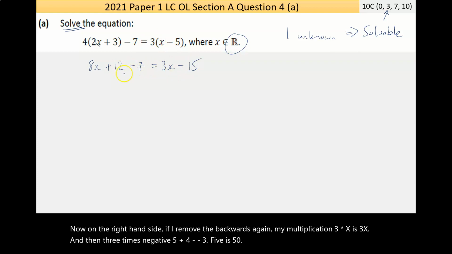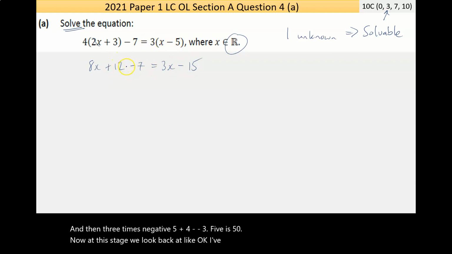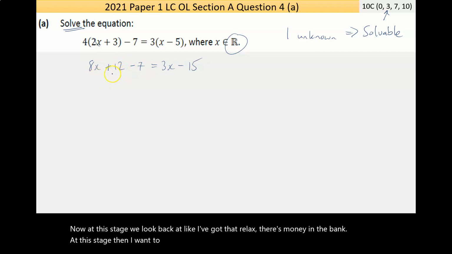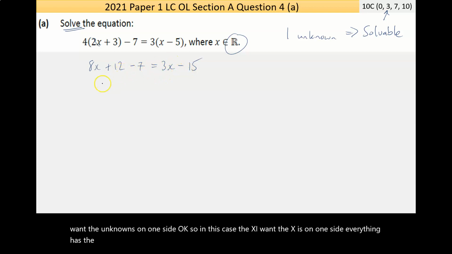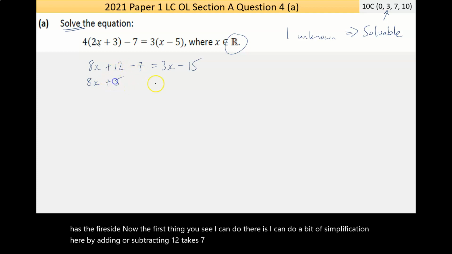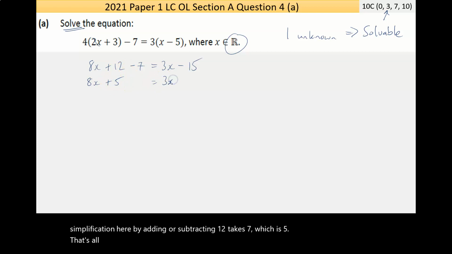Now at this stage, if I look back, okay, I've got the 3 marks. There's money in the bank. At this stage then, I want to try to get to the 7. Now again, when I'm solving something, I want the unknowns on one side. Okay, so in this case, the x. I want the x's on one side, everything else on the far side. Now, the first thing I see I can do there is a bit of simplification by adding or subtracting. 12 take away 7 is 5. That's all I'm doing. Okay, so it's a little bit simpler.